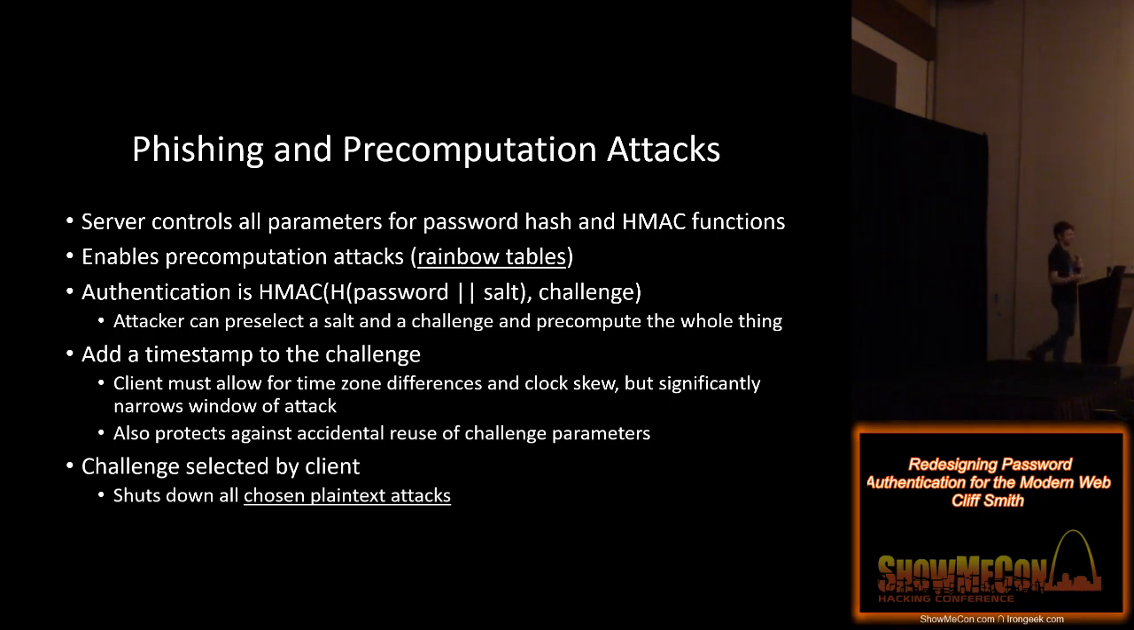We've got two tricks we're going to use to do that. First of all, we're going to add a timestamp to the challenge. That challenge message is going to include a 32-bit integer that represents the timestamp on the server. That's going to protect against precomputation attacks. And the client's going to have to allow for some time zone differences, but, you know, that is very doable. And it also protects against accidental reuse of the challenge parameters if our random number generator for some reason coughs up the same number twice.